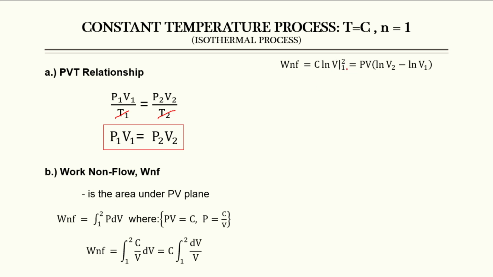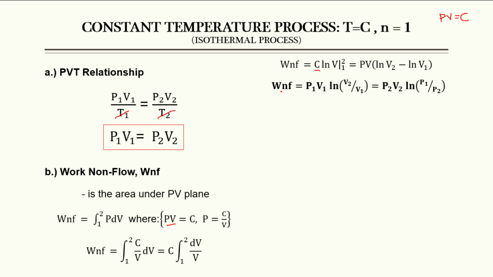Copy natin yung C, limits from 1 to 2. Then, yung C natin, di ba, PV is equal to C. Ito yon. PV is equal to C. Pwede natin, yung C natin, pwede natin palitan ng PV. Kaya ang working equation mo dyan is PV times ln V2 minus ln V1. Kasi sinubstitute mo tong limits. Therefore, by using the law of natural logarithm, madiderive natin tong equation na to.